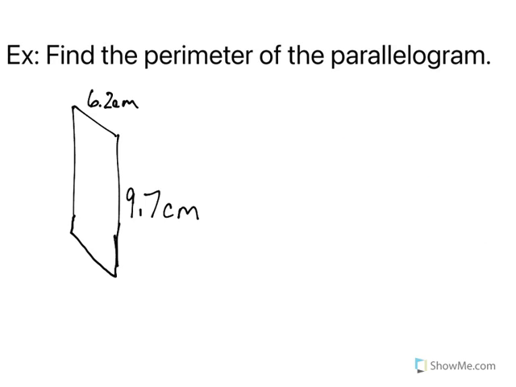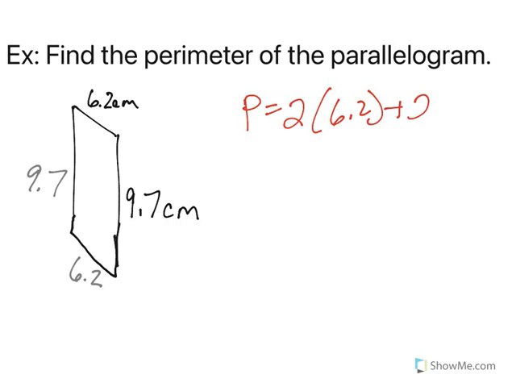So let's look at this one. We have the perimeter of the parallelogram is what we're trying to find, and now we have kind of a vertically splayed one. The top length is 6.2, so the bottom length is 6.2. The right length is 9.7, so the left length is 9.7. So the perimeter is 2 times 6.2 plus 2 times 9.7.